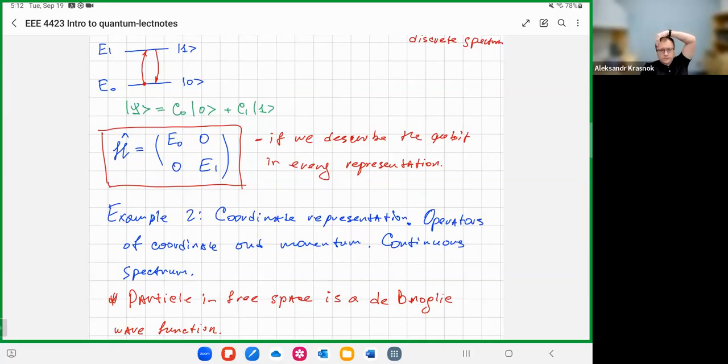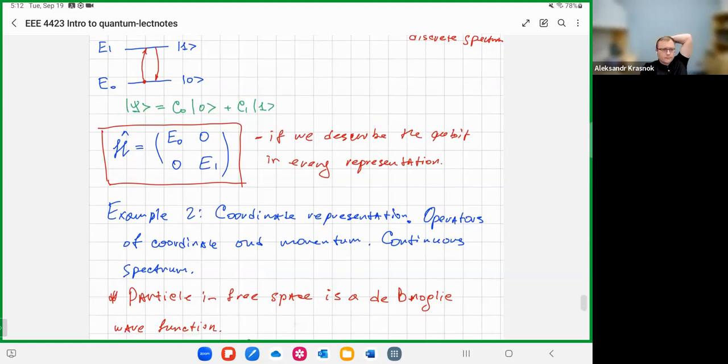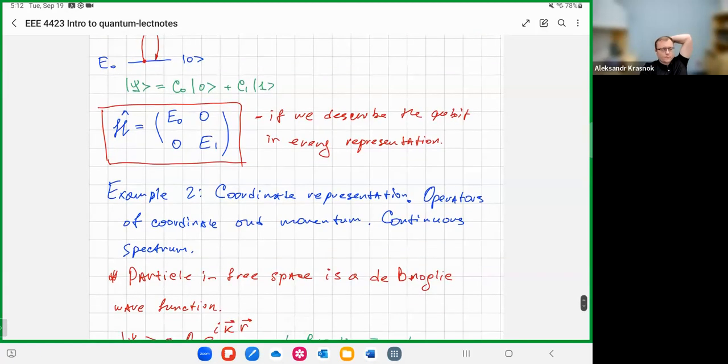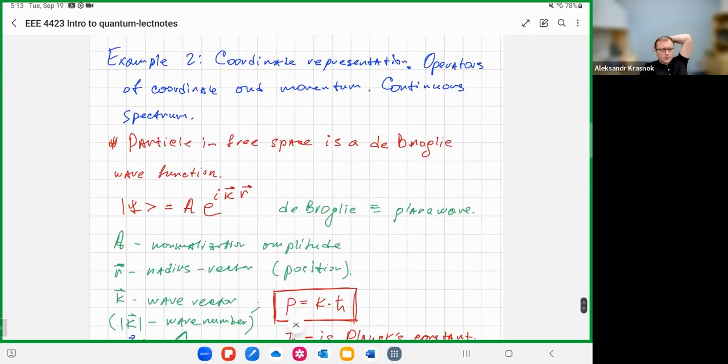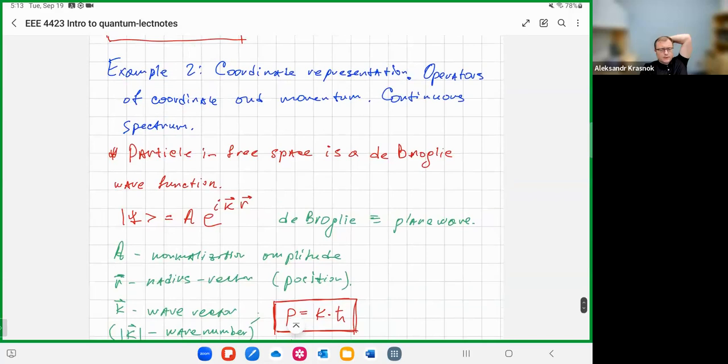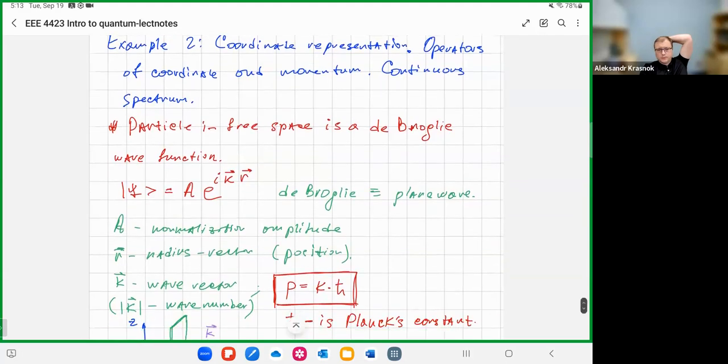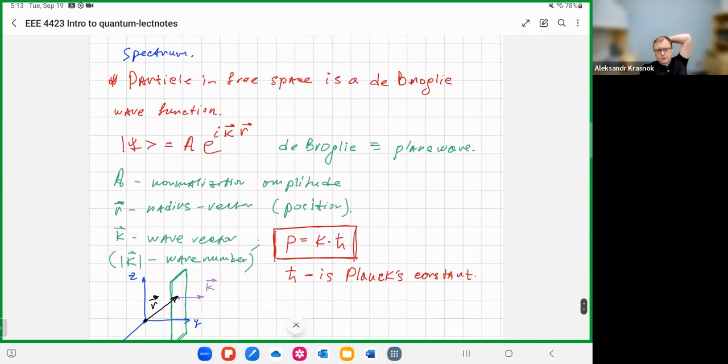And in the energy representation, this Hamiltonian will be given by a 2 by 2 matrix with the eigenvalues E0, E1 on the main diagonal. Pretty straightforward. Another point is that the free particle is given by the de Broglie wave function, which is essentially the plane wave in free space.